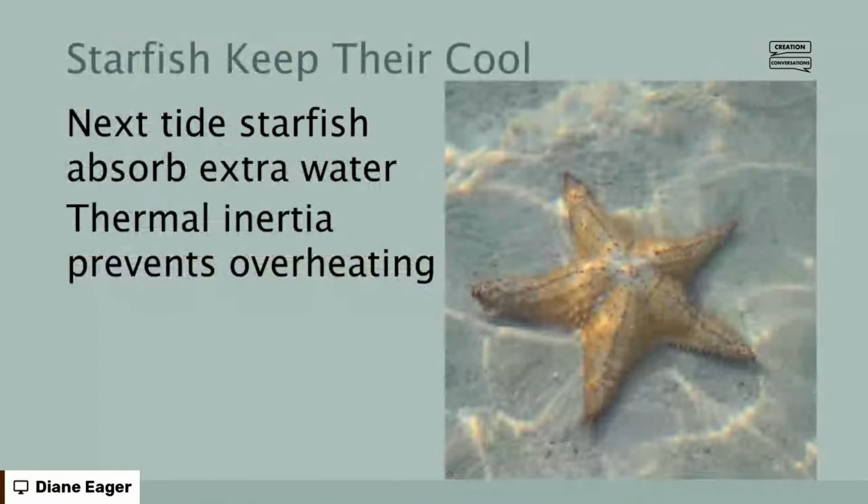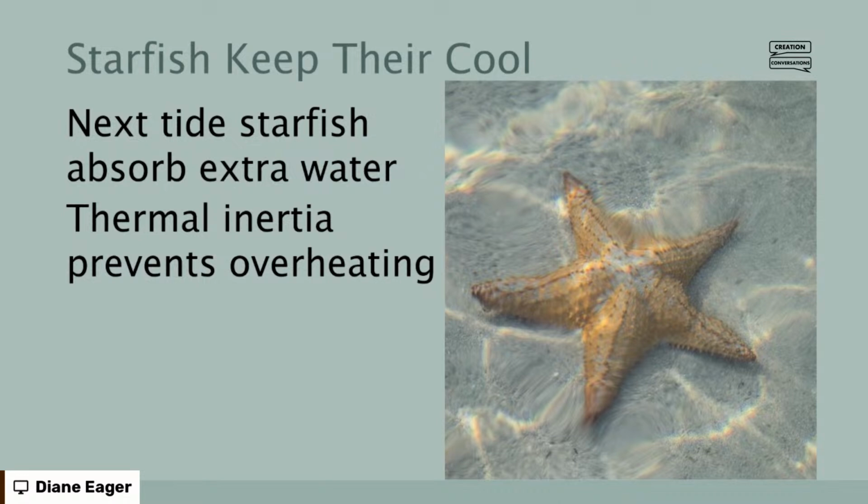They literally keep their cool. So the next time the tide comes in, the starfish will absorb extra water. And what they're doing here is making use of what's called thermal inertia. It takes a lot of heat to raise the temperature of water. And so by absorbing extra water, they are able to cope with the heat the next time the tide goes out, and that prevents them from overheating. So what we've got here is a brilliant case of thermoregulation, or regulation of heat control.